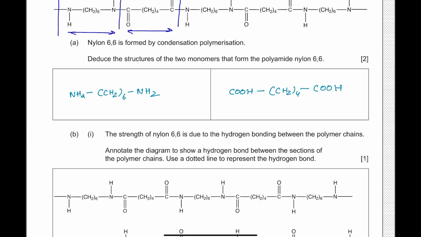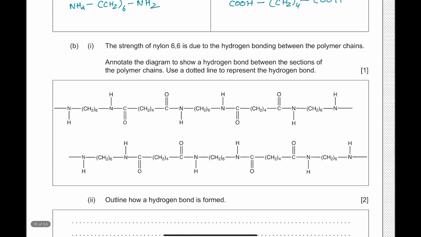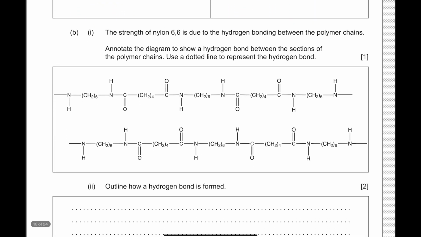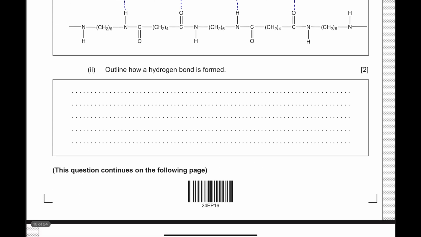Done. The strength of nylon 66 is due to hydrogen bonding between the polymer chains. We have to annotate these hydrogen bonds. So hydrogen bonds will be in between the oxygen and the hydrogens, like this. Oxygen and this hydrogen, which is connected to the nitrogen atom. Now we have to outline how a hydrogen bond is formed. So you can just write it down.